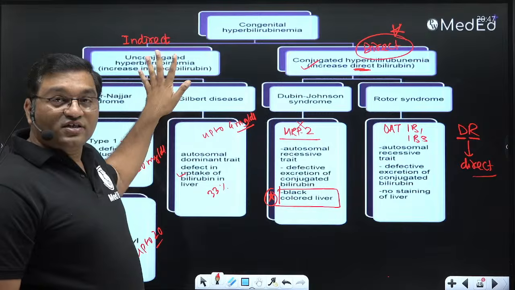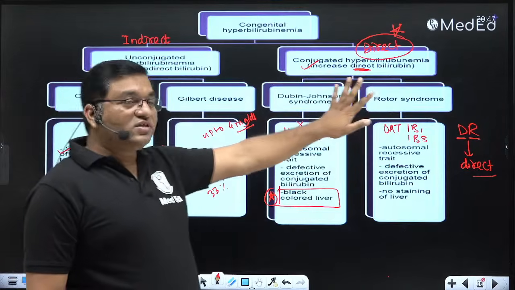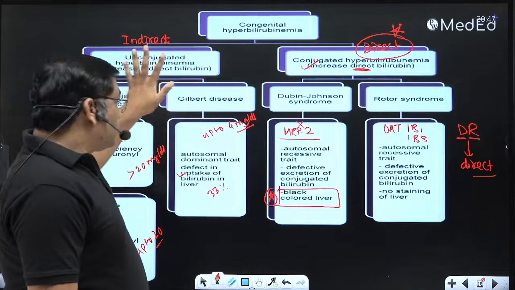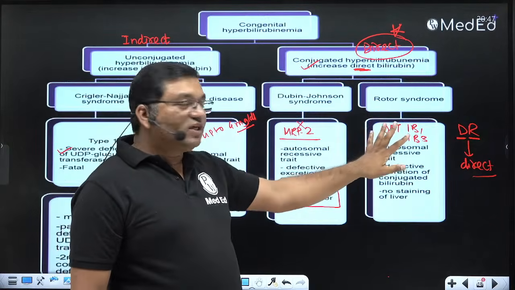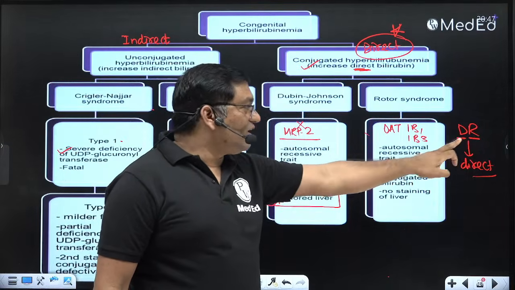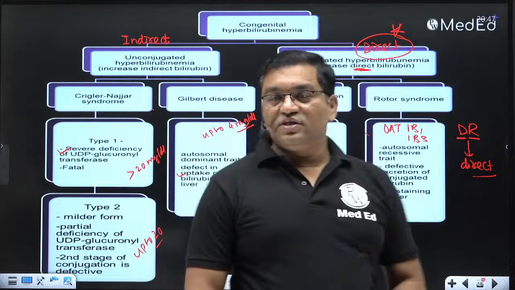This is increase in the unconjugated bilirubin. This is increase in the conjugated bilirubin. Unconjugated bilirubin in Crigler-Najjar and Gilbert, and the conjugated bilirubin, meaning direct bilirubin, in DR, Dubin-Johnson and Rotor. These are the congenital causes.